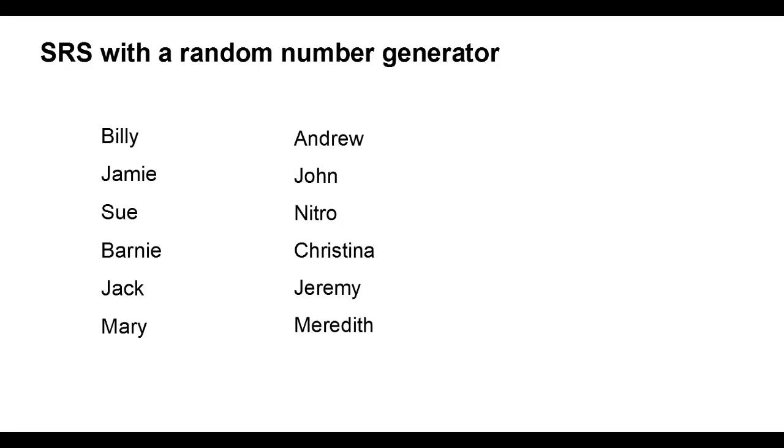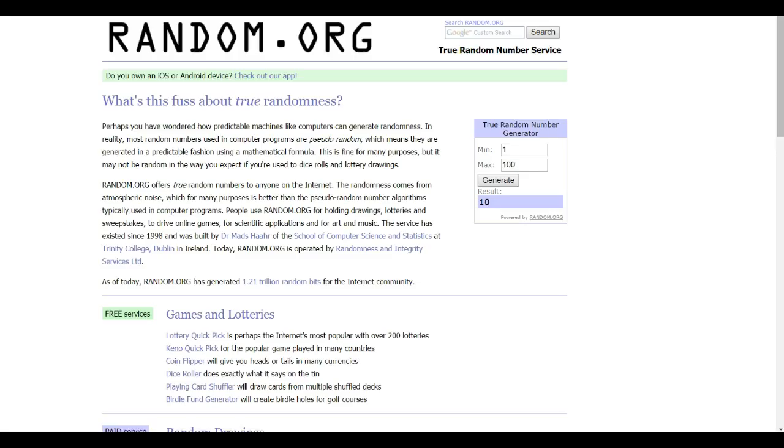However, there's an even faster way to do it than cutting out all their names and putting them in a hat, especially if you have a long list. You could just number them all, such as making Billy 1, Jamie 2, Sue 3, Barney 4, and so forth. If you gave them each a number, your calculator or a computer going to something like random.org is capable of generating random numbers. And so if I were to do that in this situation, let's say I would go to random.org and generate a number from 1 to 12.